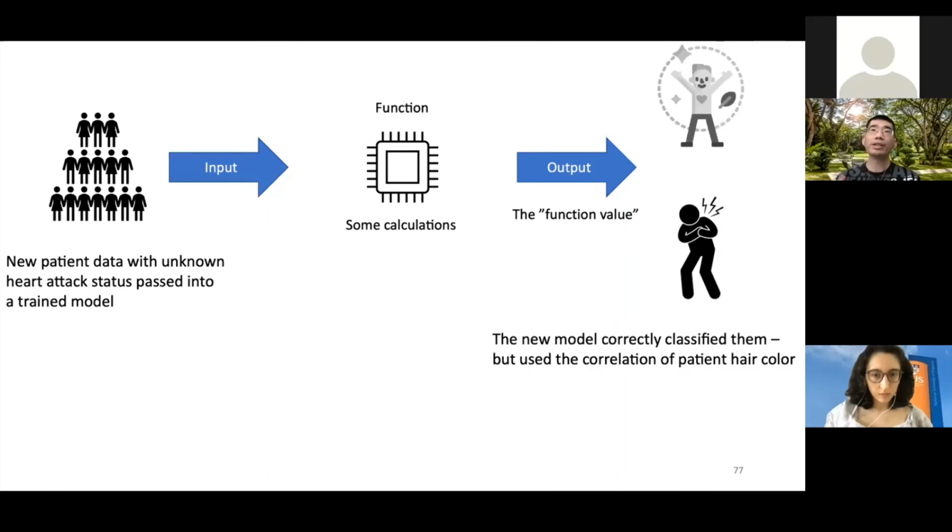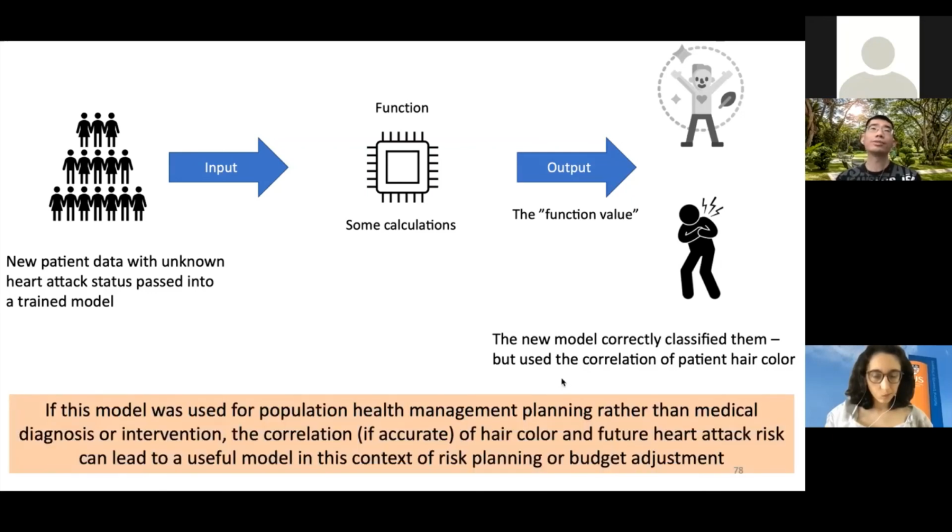But what if we train a model that ended up focusing on correlations in the data? So for example, it was very accurate, but when we did some investigation, it turned out that the model was using gray hair color as a predictor for a heart attack. So is it totally useless? So actually, it depends on the application context.